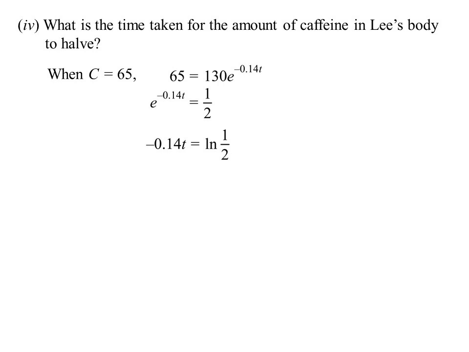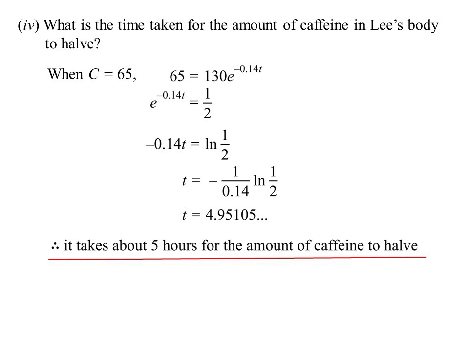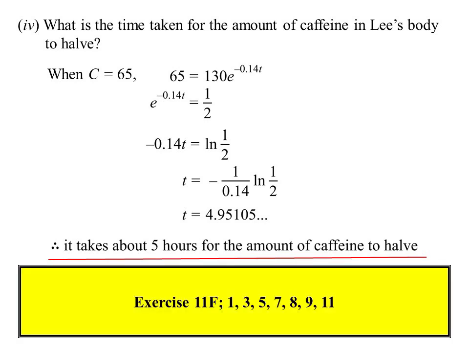You might have seen it when you have dealt with radioactivity. Do they still do that in physics and chem? Radioactive growth and decay? They wouldn't have done it via calculus, I guess, but their formula for half-life would probably be something like this. Well, basically that's where it's coming from. That's why we get log of a half. So t equals minus 1 over 0.14 times the log of a half, and there we go. So about 5 hours, 4.95, about 5 hours, the caffeine will halve. So 11F, looking at these growth and decay questions.